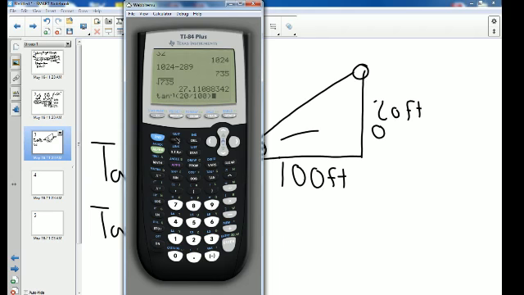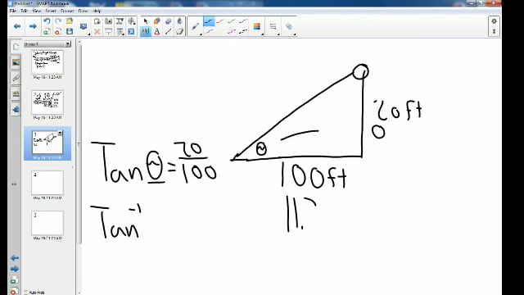Oh yeah, and make sure you're in degree mode. This one is not, so make sure. Okay, and then we enter that, and you'll get 11.3 degrees, and that is delta. That's that one.